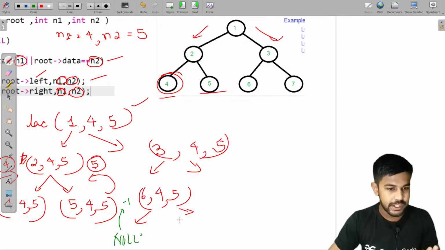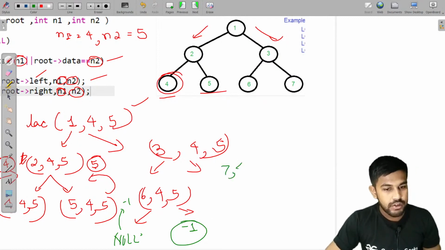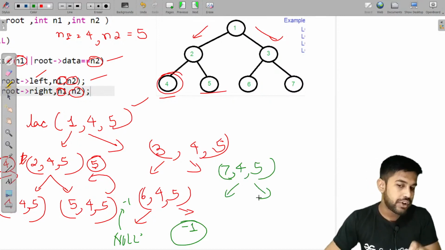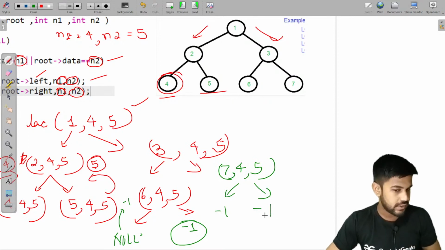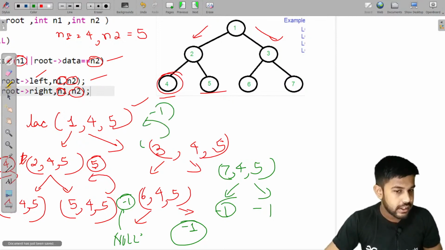6, this side returned -1, this side would also return -1, okay. So now 3 is this side, and this side is 7, 4 and 5. 7, 4 and 5 both sides would return -1 and -1. So here also -1 is returned, here also -1 is returned, okay. So -1 would be returned this side, okay.